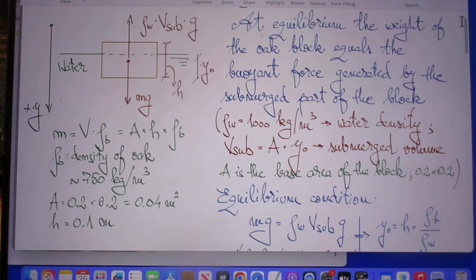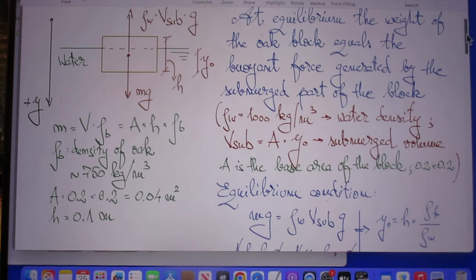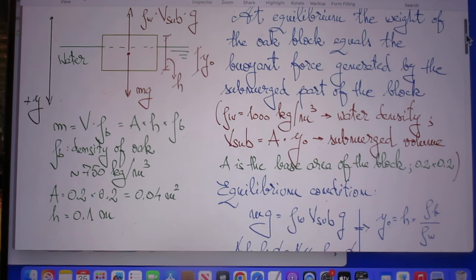We have a piece of wood that is floating in water. You see that on the left, that is the equilibrium position. So the force mg, the mass of the block, down, is equal to the upwards force, I call that the Archimedes force, which is due to the water that is displaced.